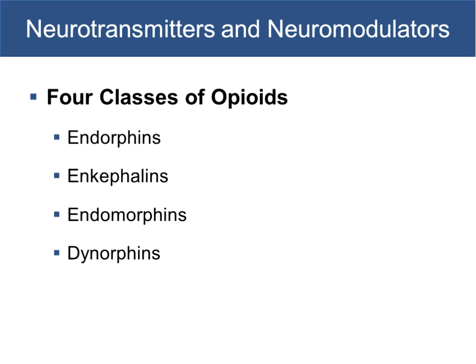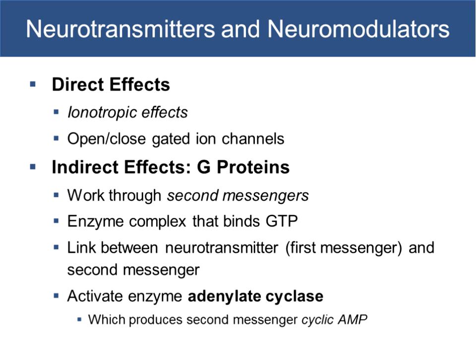Thank heaven for opioids. We have 4 classes of them: endorphins, enkephalins, endomorphins, and dynorphins. So I want you to remember all 4 classes of those opioids. And also remember that drugs like morphine and heroin or any of those morphine derivatives bind to those same receptors.